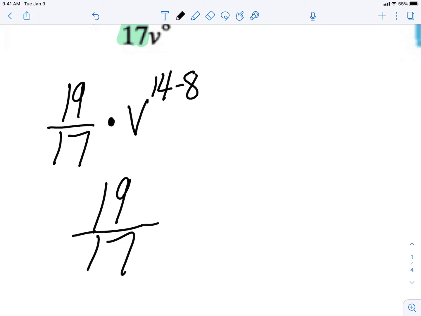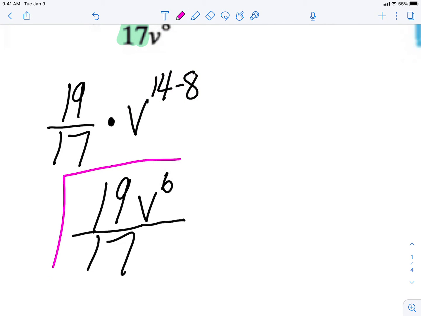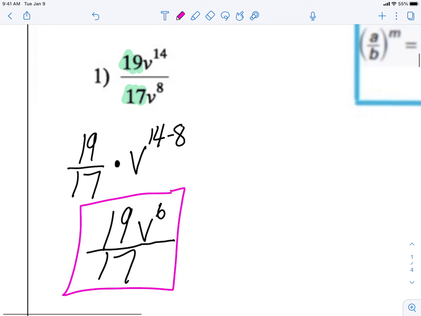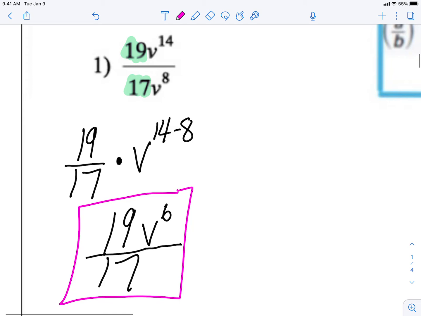Now my v, I'm going to extend my division line here. My v says 14 minus 8, which is 6. So v to the 6. And that, kiddos, is my simplification. I have simplified number 1. Look at that.